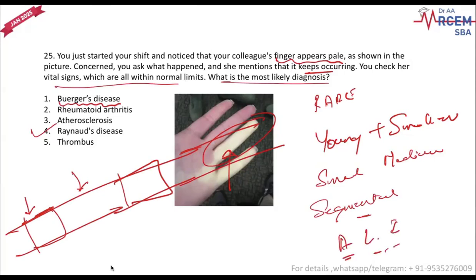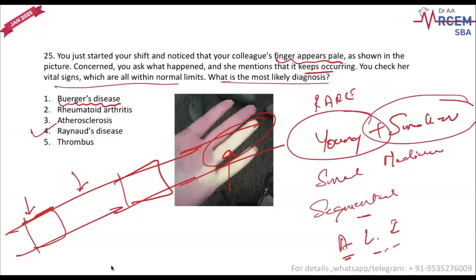So in the exam, if you have to pick up Buerger's disease, remember that they have to mention a smoker, and the individual should be young. Then only pick up Buerger's disease. Otherwise, do not pick Buerger's disease. It will not fit in.